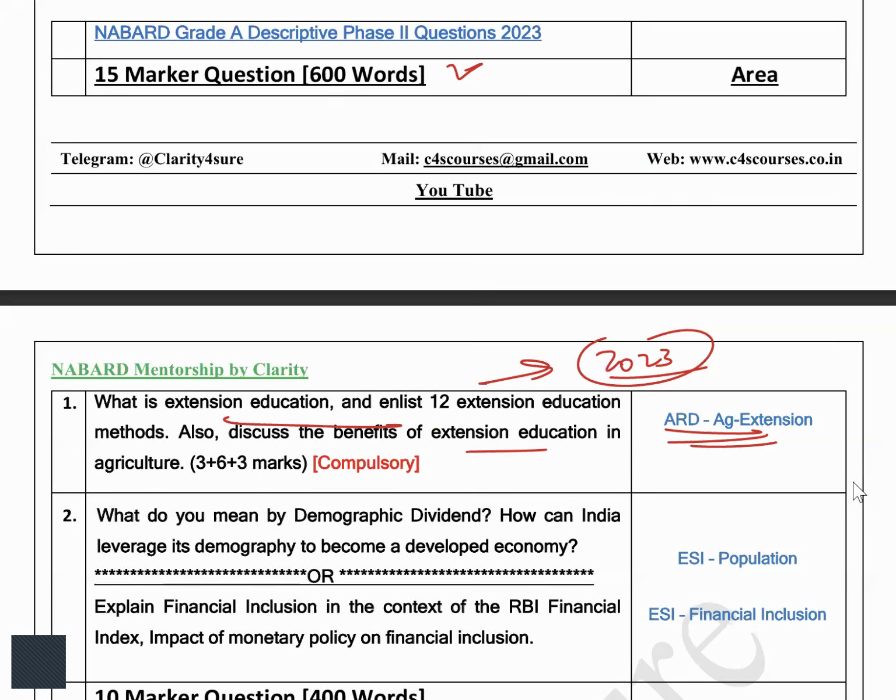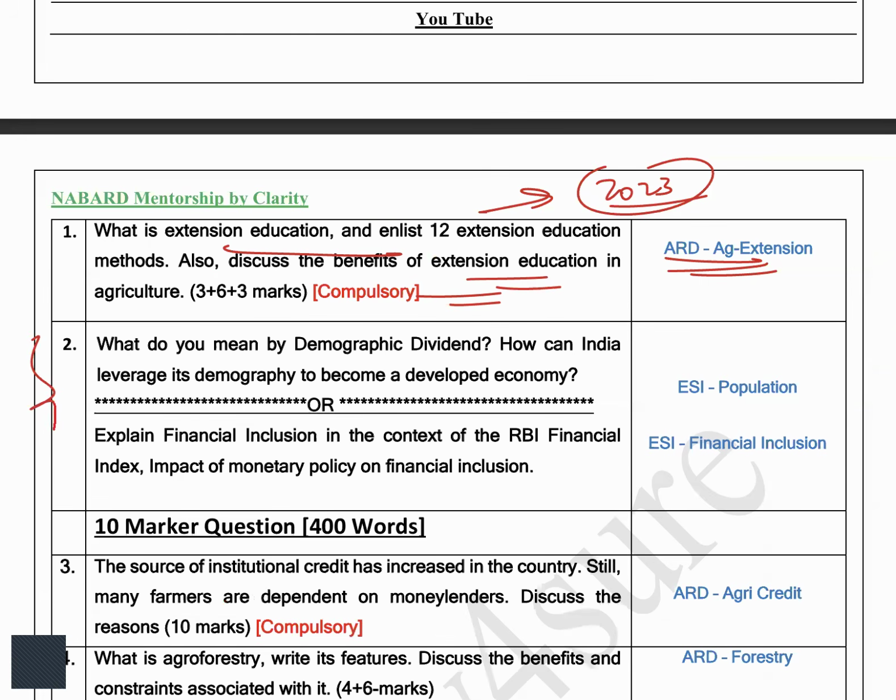Its benefits and all, you can frame your points yourself also. How you frame it, how you structure your answer, that is most important. The next question, the 15 marker optional one, is coming from, say, population: the demographic dividend, how India can leverage its demography to become a developed economy. See, the descriptive questions that they are asking are pretty much on the lines of how, what, challenges.